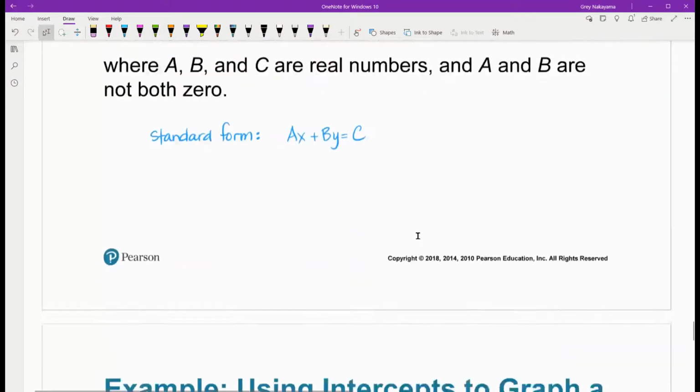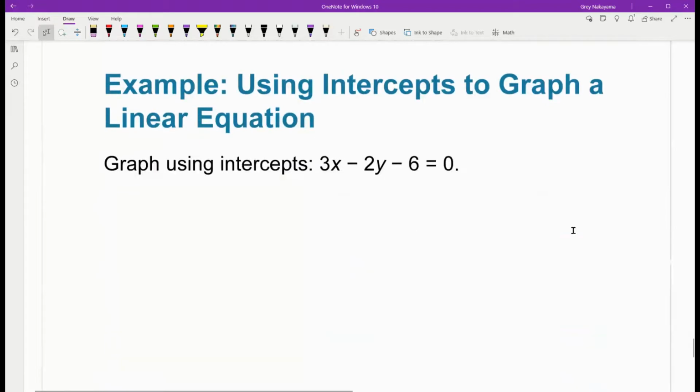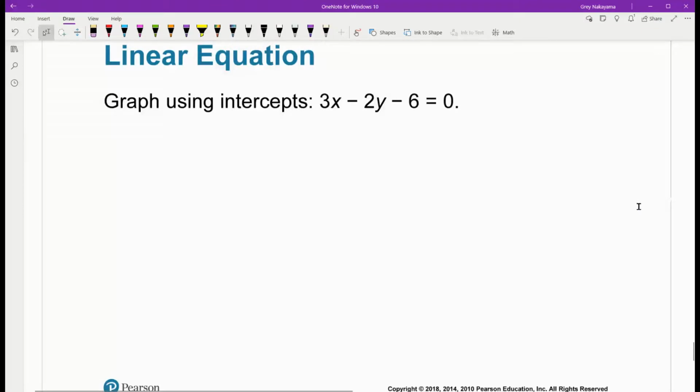Okay, but here's our last example. Using the intercepts to graph a linear equation. So this one is in general form, and I would encourage you to put it in standard form, 3x minus 2y equals 6, because it's telling you to graph using the intercepts, since that is the easiest way to graph this line, okay? And when you're using intercepts, that means that one coordinate is 0. Either x is 0 or y is 0.